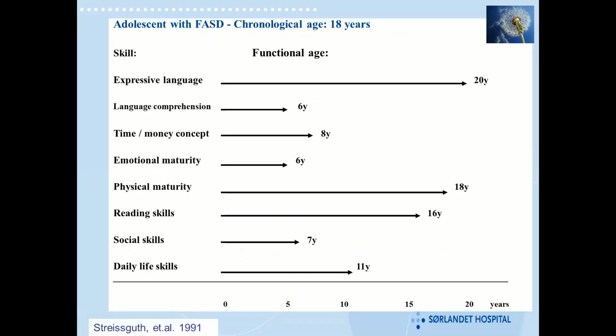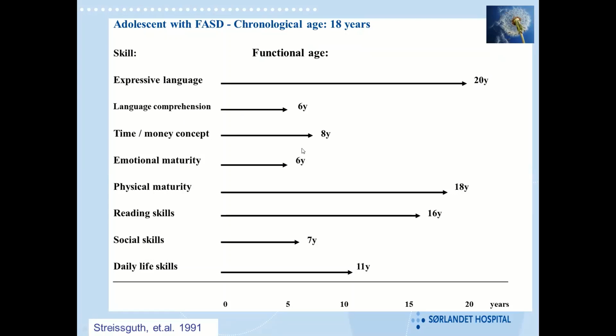Here I just wanted to show you this. I'm just going to finish in a few slides now. But I think this says a lot about the complexity in a child with FASD. This is actually an adolescent aged 18 years. He has normal expressive language skills like a 20-year-old. You can actually be fooled. You think he's cleverer than he is. But his language comprehension is only 6 years.